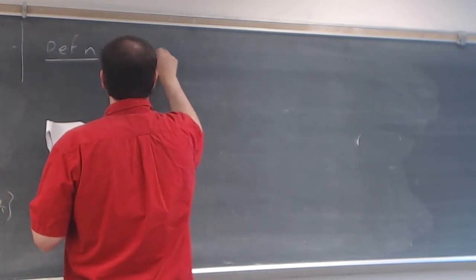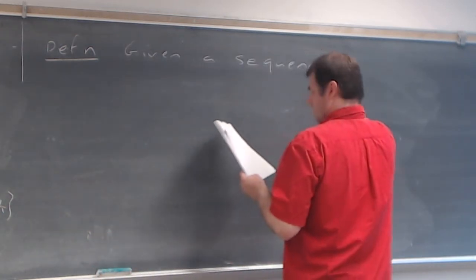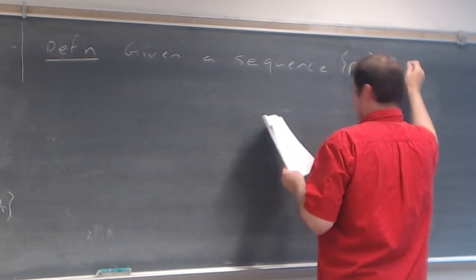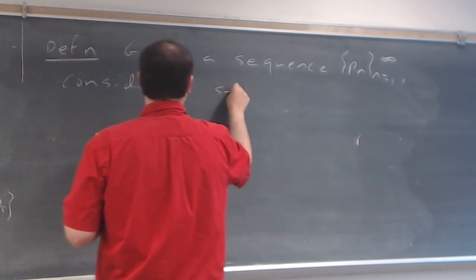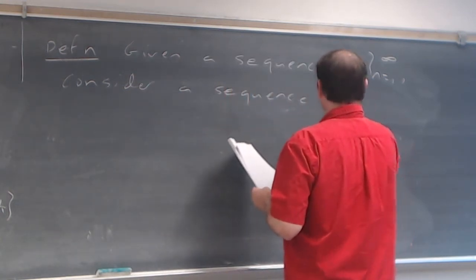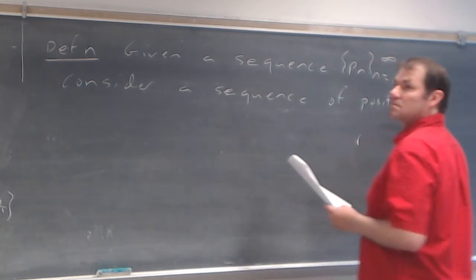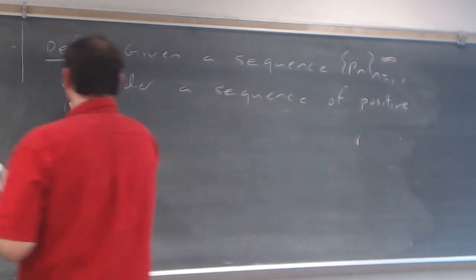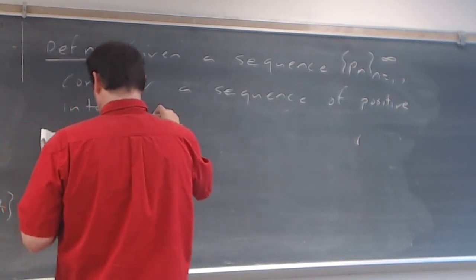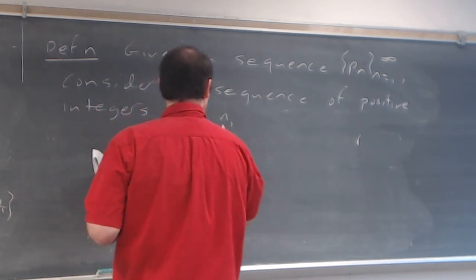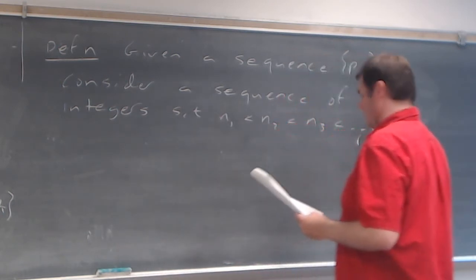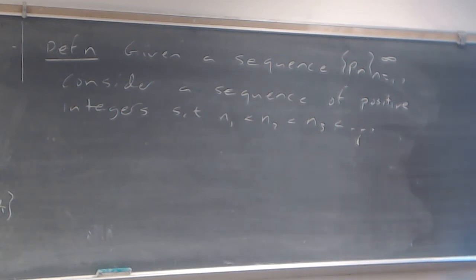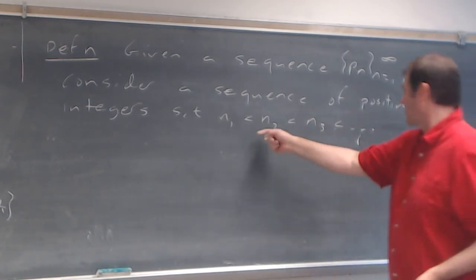Here it says, given a sequence P sub n, consider a sequence of positive integers such that, so here's my sequence of positive integers, n sub 1, and it's going to be less than n sub 2, which is less than n sub 3, which is less than, and continue this pattern forever. So n sub 1, n sub 2, n sub 3, forever, is my sequence of positive integers, and they satisfy that they're increasing in this fashion.